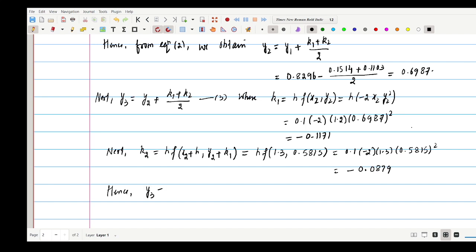So hence y3 is equal to y2 plus k1 plus k2 divided by 2, and the value for our y2 is 0.6987. Value for k1 is 0.1171, and k2 is minus 0.0879, whole divided by 2. Now finally this becomes equal to 0.5961. So that is how we use Euler's method or the Cauchy-Euler method for solving the initial value problems.